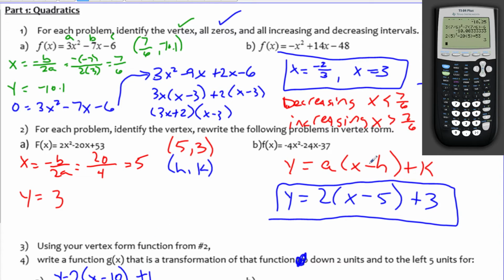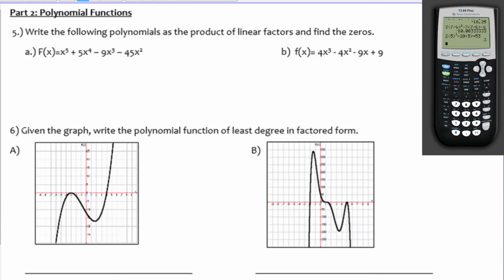Right, so same idea where you're just going to change your h and your k using this information, and that will be your final answer. Okay, so let's move on to the next group of problems and talk about polynomial functions.